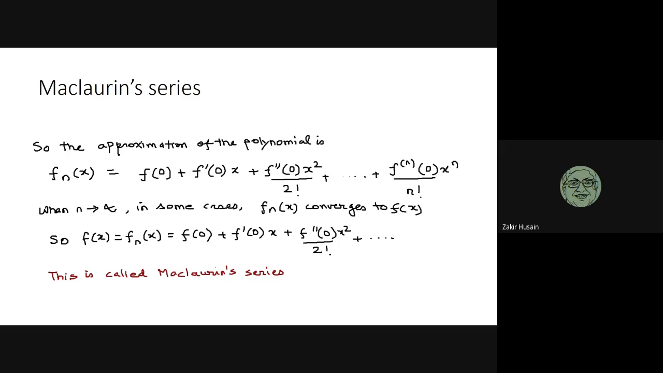I've simply replaced the values. You just have to check it. I can't show it in one slide; it will become too small. But I've simply replaced the values of a0, a1, a2, and so on. Now, when n tends to infinity, I can't write this term. Basically, this is going on and on and on. In that case, the polynomial will converge to f(x) in some cases. In that case, we can write f(0) plus f prime 0, and so on. It is going on as an infinite series. It doesn't have an endpoint. This is called Maclaurin's series.